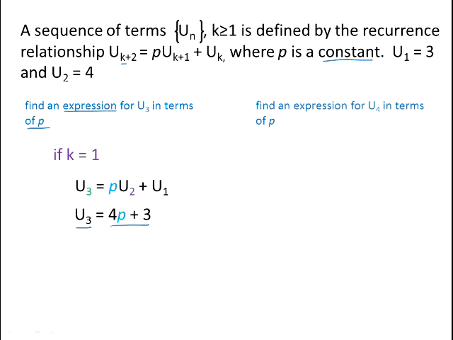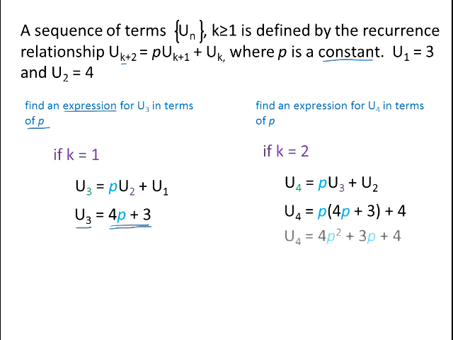Then it probably asks you for u4 as well, something like this. So to make u4, k has to be 2 this time. Now, this is where it gets harder, because it's p lots of u3, and now you'll see that u3 isn't a number. So it's p lots of this. So let's pop the p on the outside, that's how we're used to it. Expand the brackets, and there you go. Okay, so that's again an expression, it has p in it.